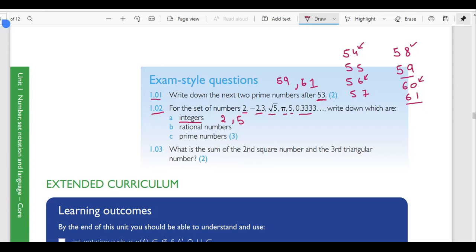And do we have some more integers? Yes, ma'am, square root 5. Under root 5? No. In integers, we only have whole numbers, right? When you solve under root 5, you will see that it is a decimal number. It is not a whole number. So under root 5 is not an integer. Okay?